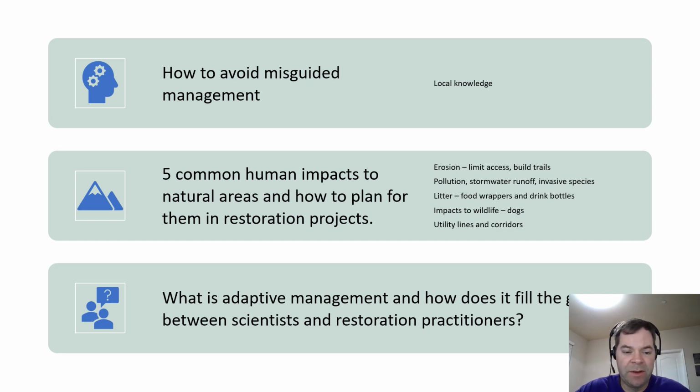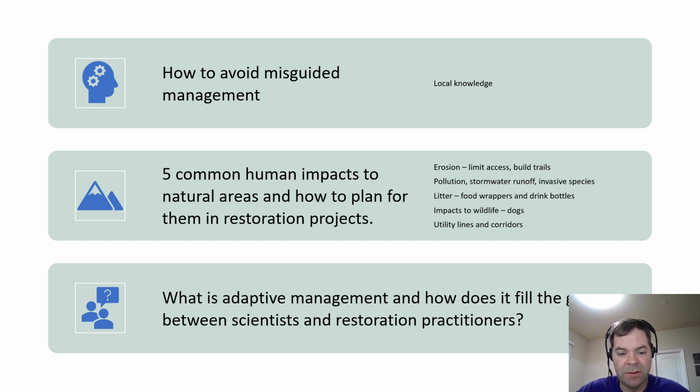There are 5 common human impacts to natural areas. This includes erosion, pollution, stormwater runoff, litter, impacts to wildlife from domestic animals, and any commercial corridors, utility lines that pass through your project area.